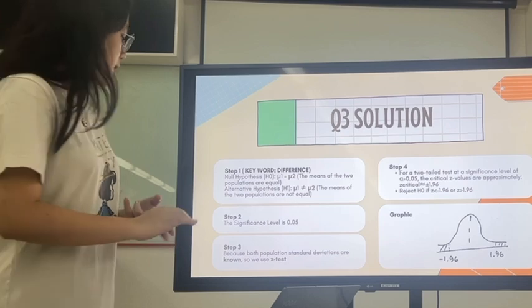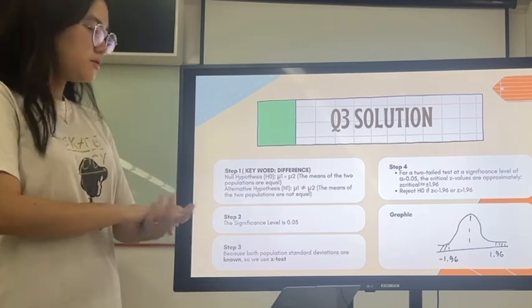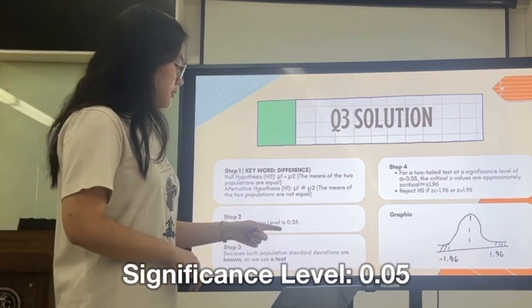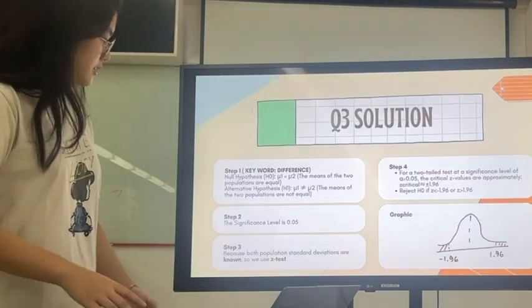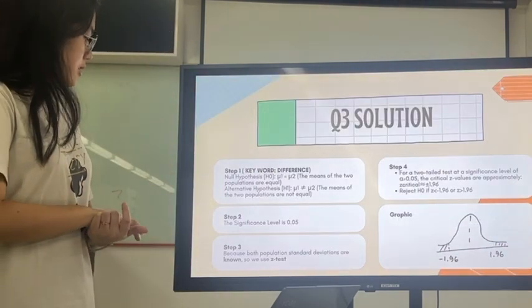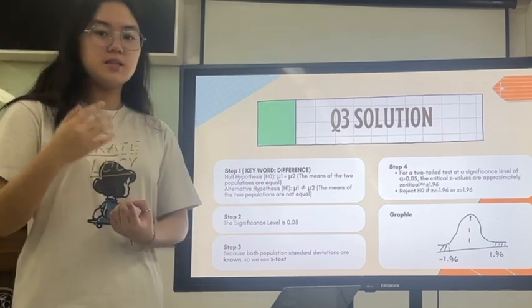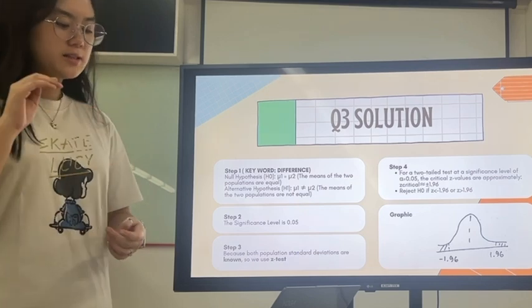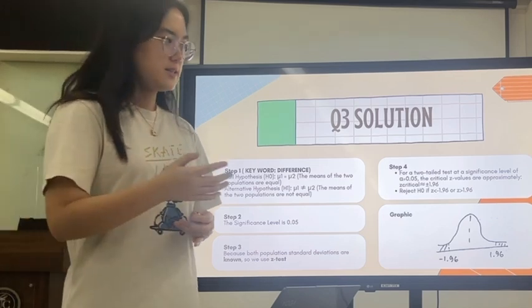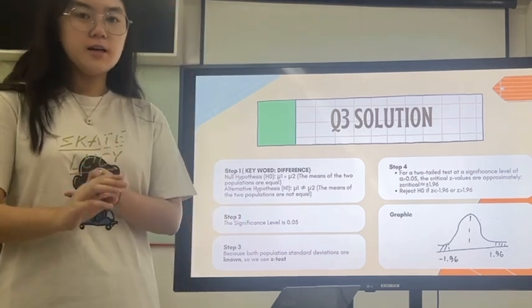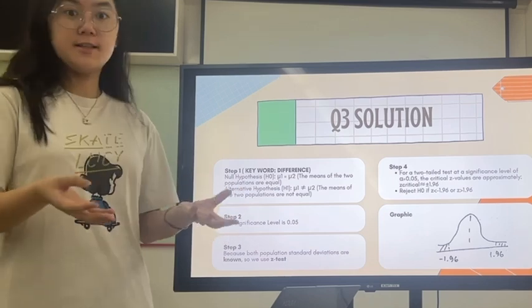Now step 2 is finding the significance level, and from the question itself we find out that the significance level is 0.05 from this part. Next, step 3 is deciding whether we need to use the z-test or the t-test. But because the population standard deviation is known, we use the z-test. Step 4 is finding the critical value.